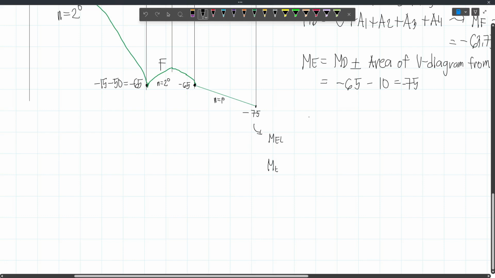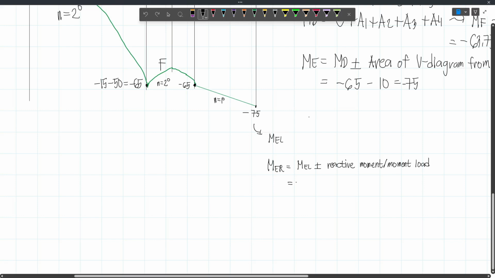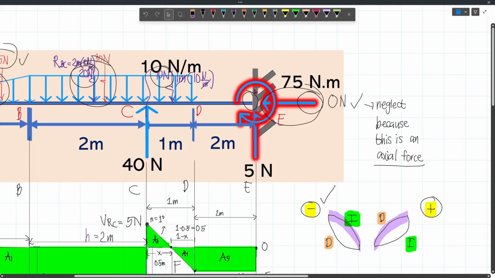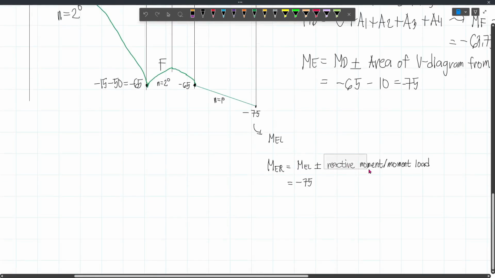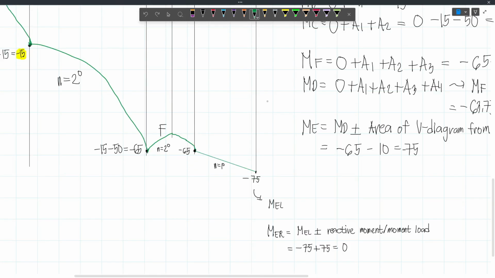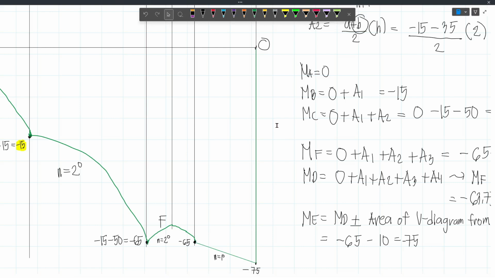Now to get MER, we have to add MEL and then plus or minus the reactive moment or the moment load. And so we have our MEL is negative 75, and then our reactive moment or moment load is positive 75, because again this is clockwise. So plus 75, that's our reactive moment. So negative 75 plus 75, that will give us 0. And so from here, we will draw a line up to 0. And so this means that our diagram is correct because we started at 0 and then ended at 0.